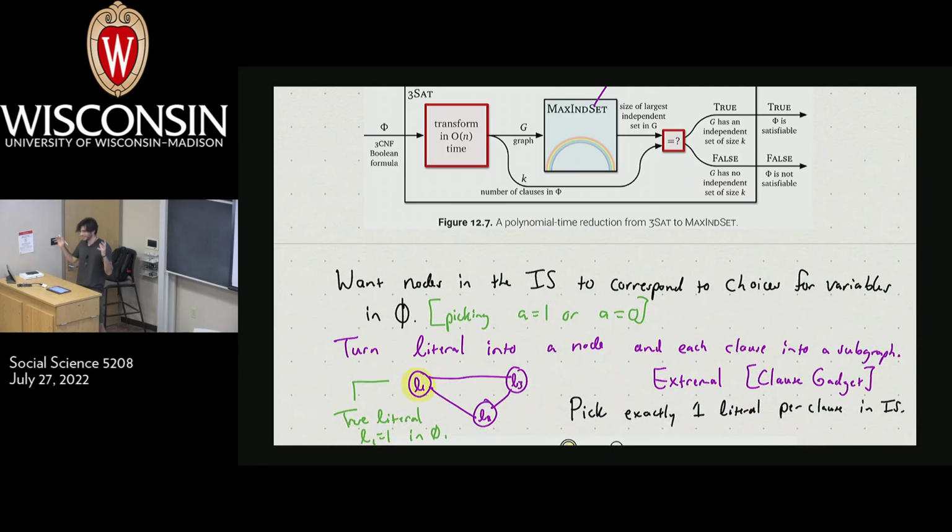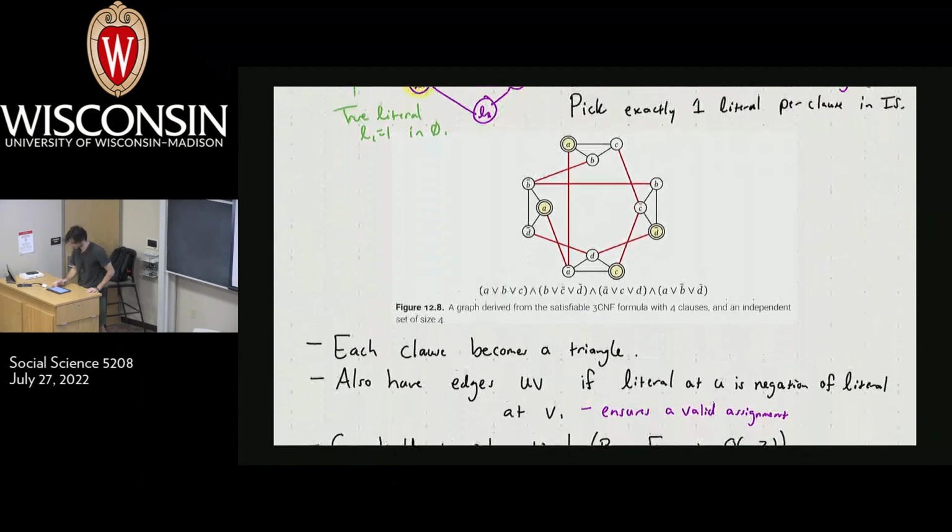So now we need to connect the clause gadgets together somehow, or maybe not at all. So what should we do for that? Once each clause becomes a triangle, we'll also add edges u to v if the literal at u is the negation of the literal at v. In particular, if you had A and you had not A, you have an edge between them.